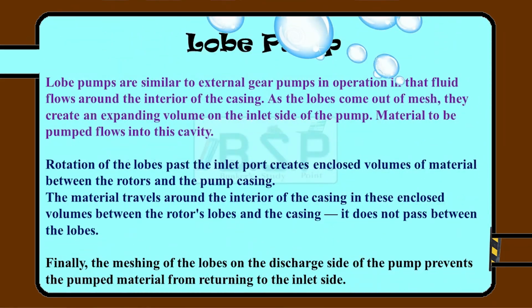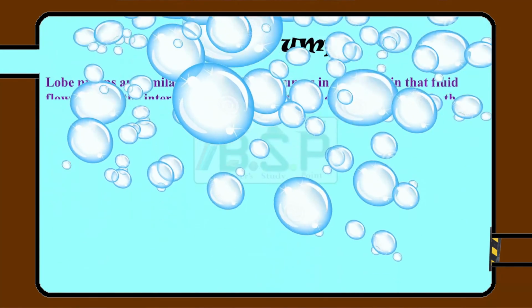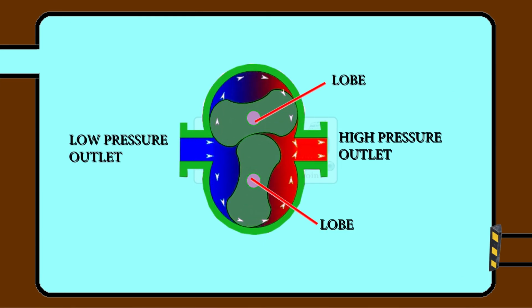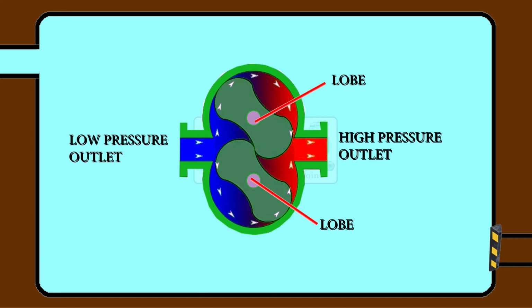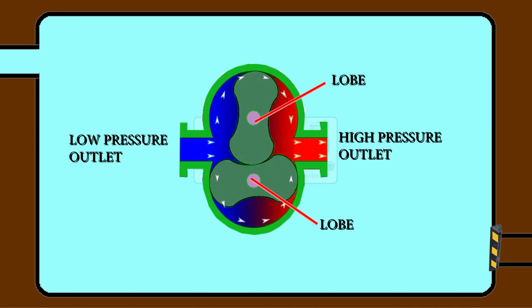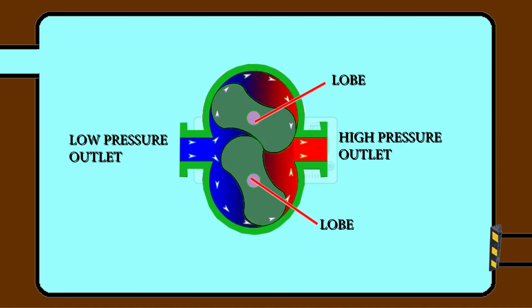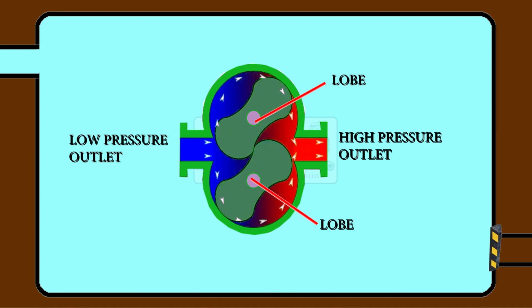Next is lobe pumps. Lobe pumps are similar to the external gear pumps in operation in that fluid flows around the interior of the casing. As the lobes come out of the mesh, they create an expanding volume on the inlet side of the pump. Material to be pumped flows into this cavity. The water flows to the inlet and then the outer valve of the casing and then to the outlet.